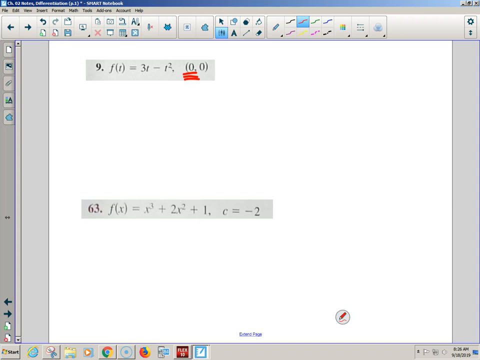Kyle, which way did you go? Did you do h approaching 0 or x approaching 0? H approaching 0. Okay. And you guys know why I'm asking that, right? Because the alternate forms. F prime of a equals either f of a plus h minus f of a all over h, or f of x minus f of a all over x minus a. Now, why am I able to spout those off? Because I have them memorized. It's okay, I've been doing this for 12 years. I shouldn't have them memorized.